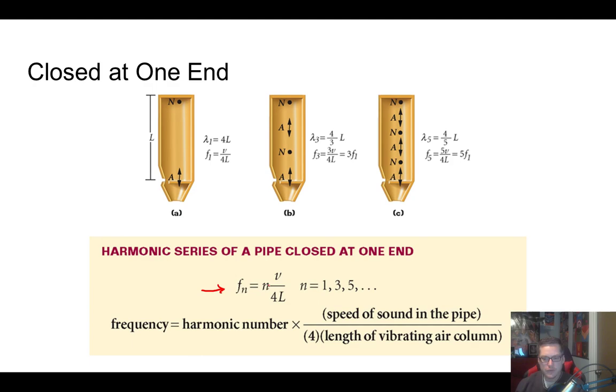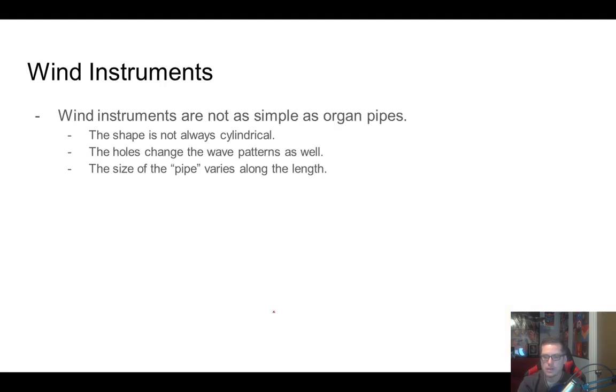And you notice it looks very similar, but there's a couple of distinct differences. Our length is multiplied by 4 in the bottom instead of 2. And then the other thing is our harmonic series is different. We can only have odd numbered harmonics: 1, 3, 5, 7, etc. We cannot have 2, 4, 6, 8. So closed at one end, open at the other, we can only have these odd harmonics. So that's a little different.